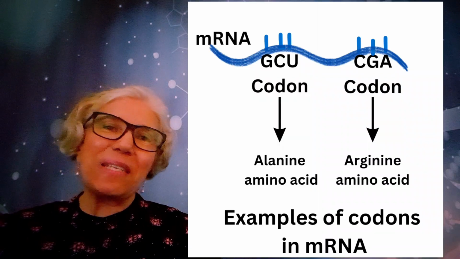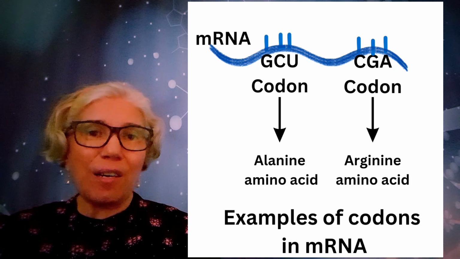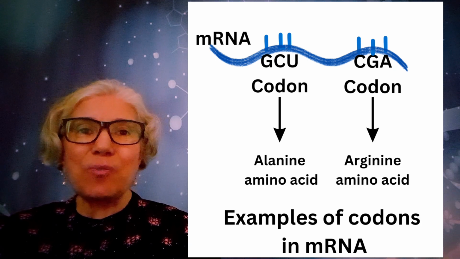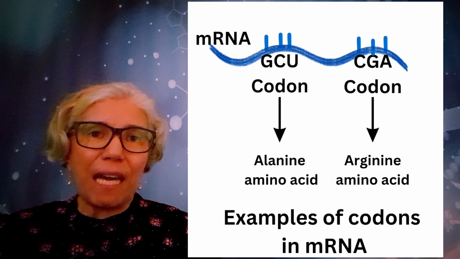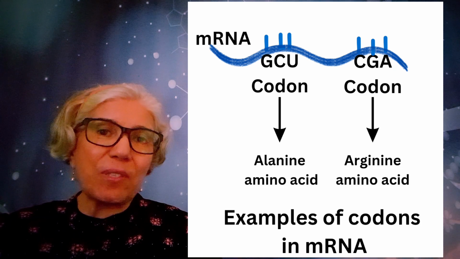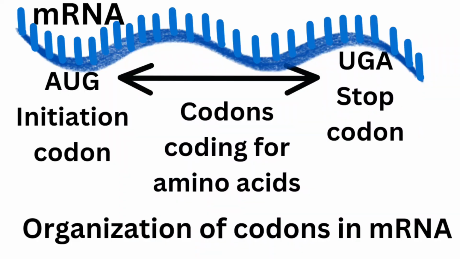Now, I guess we need an example. Let us take some. The codon GCU in messenger RNA specifies the amino acid alanine in protein. The codon CGA in messenger RNA specifies the amino acid arginine, and so on.